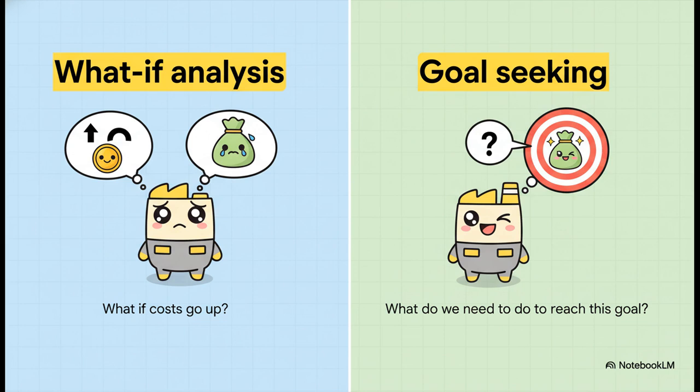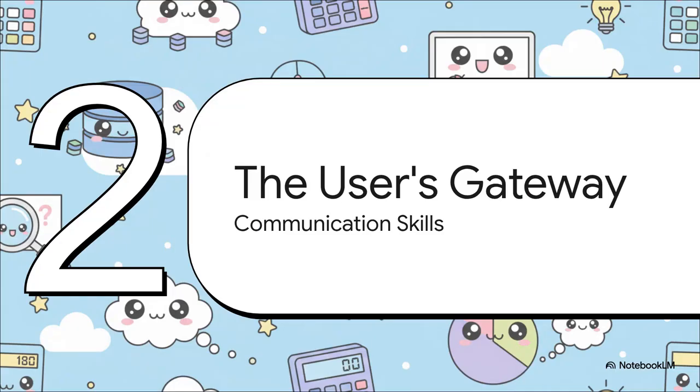What sales figures do we need to make that happen? See? Super powerful stuff. Okay, so we've got a perfect memory and a powerful brain, but how does the manager actually talk to this brilliant advisor? Well, that brings us to component 3, the user's gateway. Or, sticking with our analogy, this is the advisor's communication skills, their ability to listen and to explain things clearly.